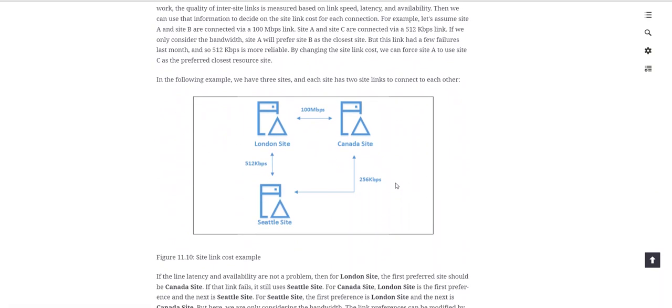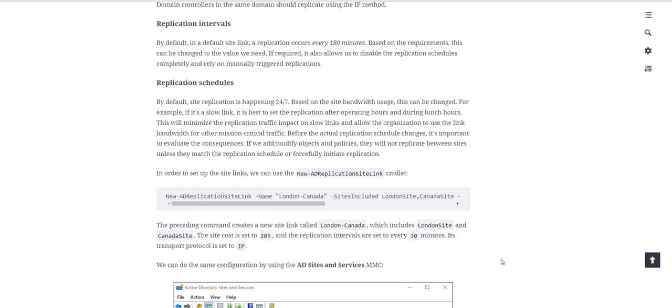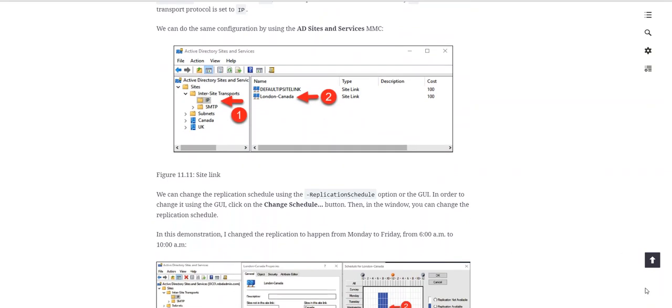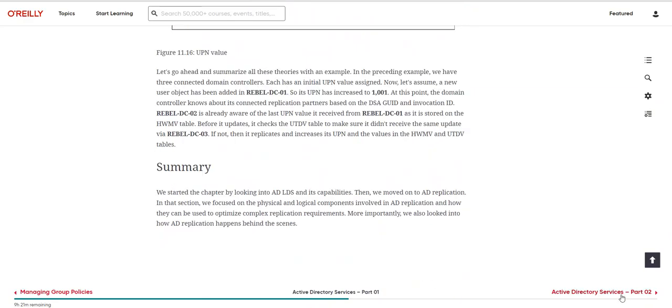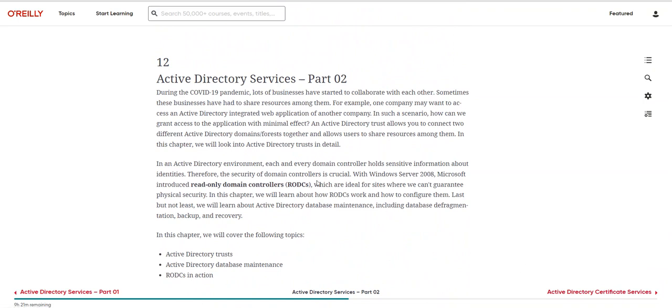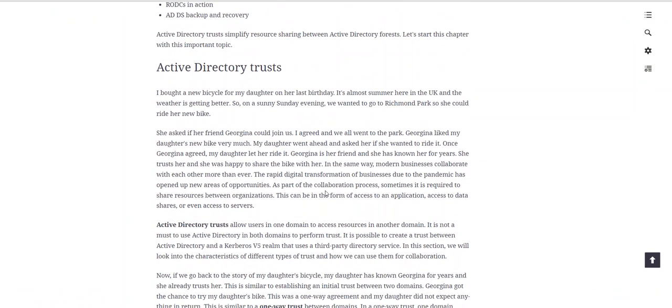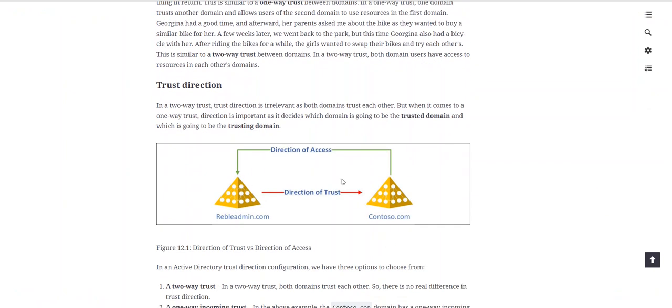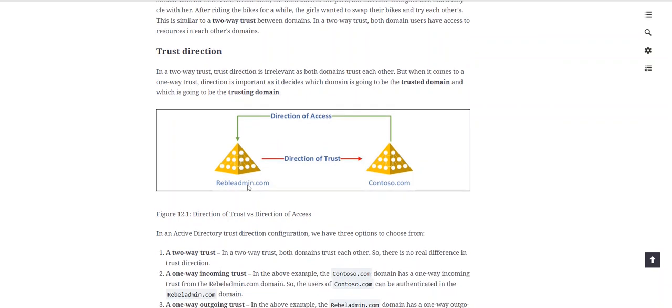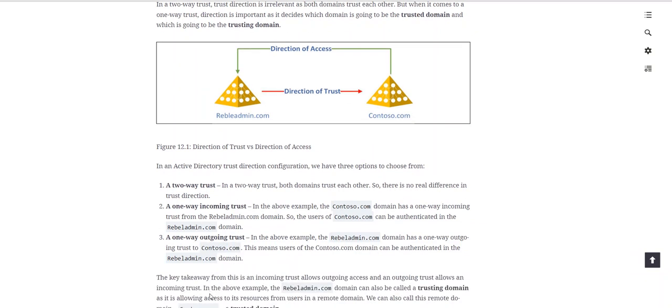Now, let me jump over to the next section, part 2, because we start talking about the trusts themselves, and there's directionality with these trusts. Okay, who's trusting whom? It makes a big difference. I could have a one-way trust, or I could have a two-way trust. All right.